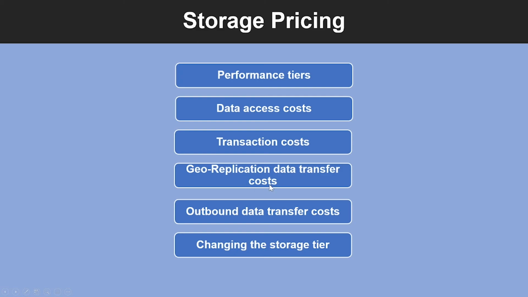And the geo-replication data transfer charge only applies to accounts with geo-replication configured, including GRS and RA-GRS. Outbound data transfer incurs billing for bandwidth usage on a per-gigabyte basis, consistent with general purpose storage accounts. Changing the account storage tier from cool to hot incurs a charge equal to reading all data existing in the storage account. However, changing the account storage tier from hot to cool incurs a charge equal to writing all data into the cool tier.